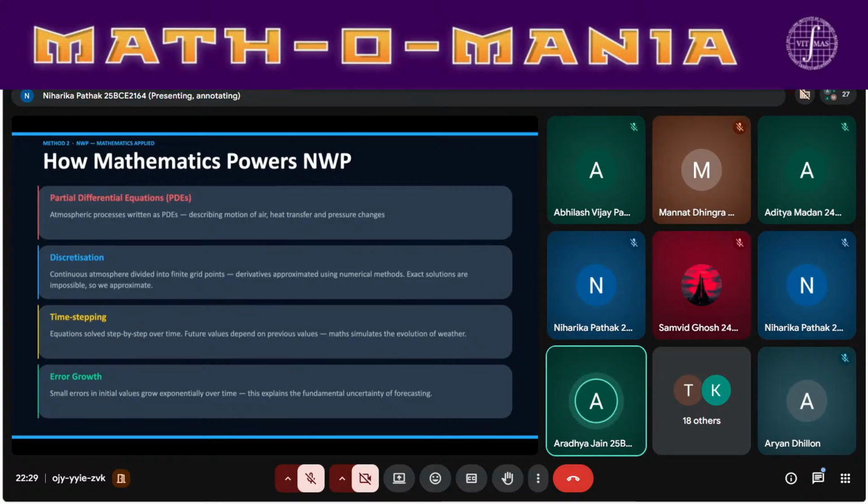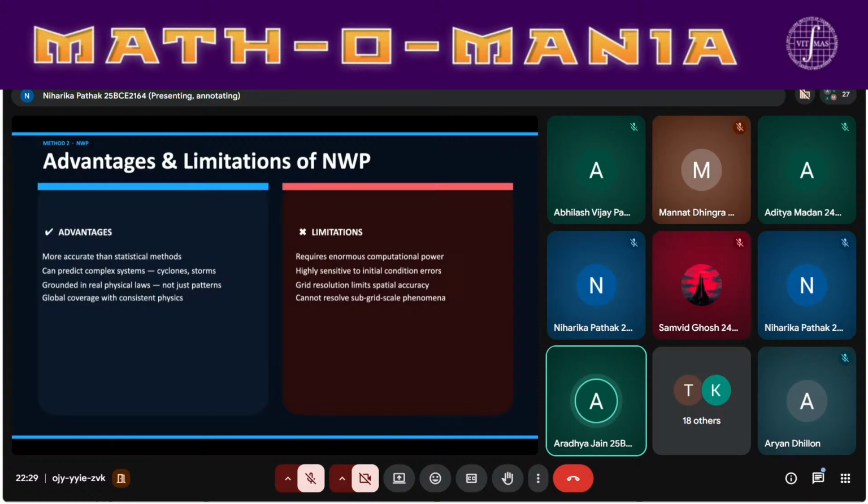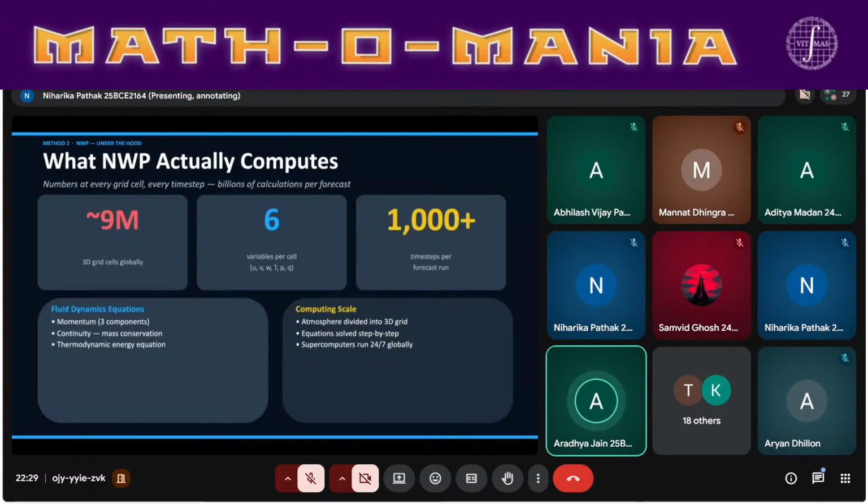As we move on, we will see the advantages and limitations. But first, previous slide, please. So first, I will give the scale of how big this method is. Let's say the Earth is our map, right? We create 9 million plus 3D grid cells. That's a lot of grid cells, right?